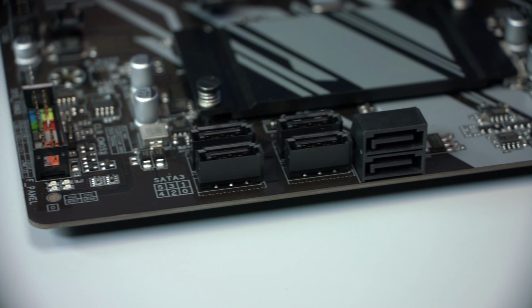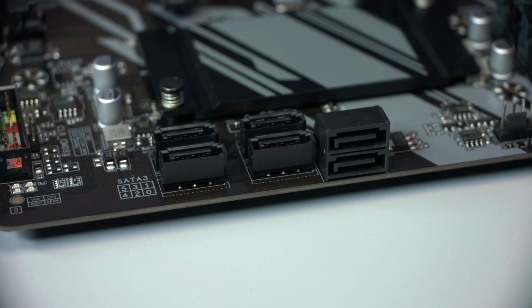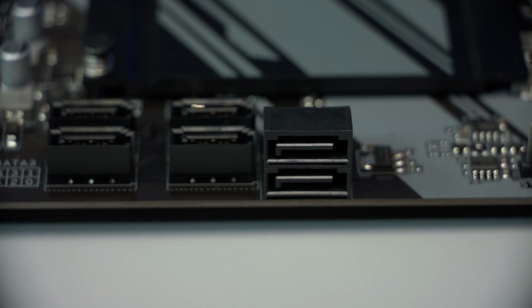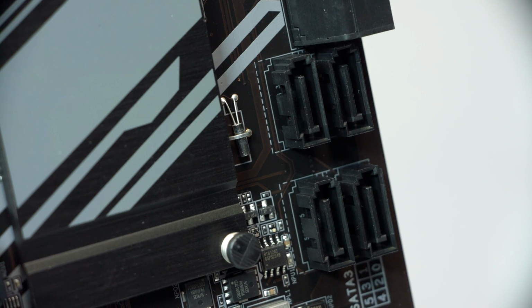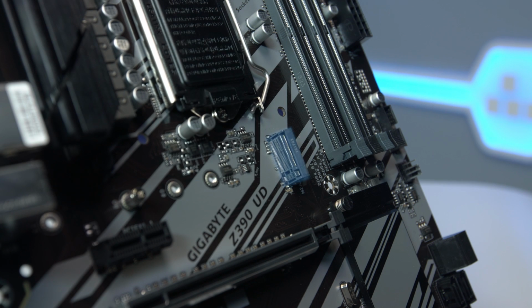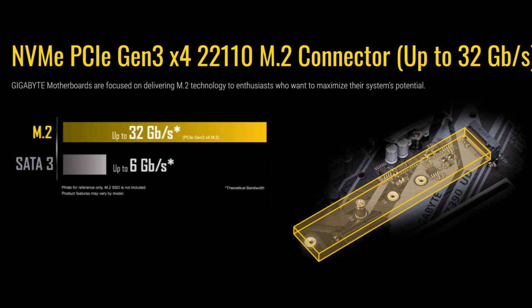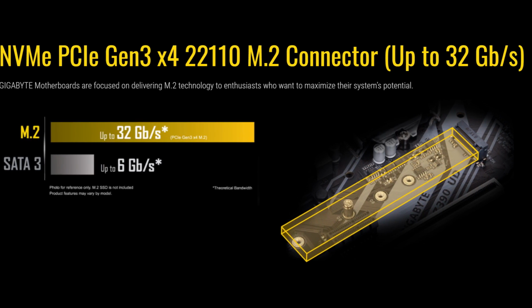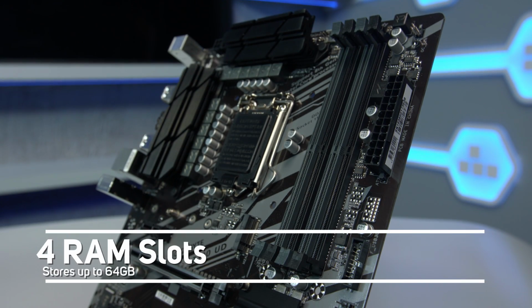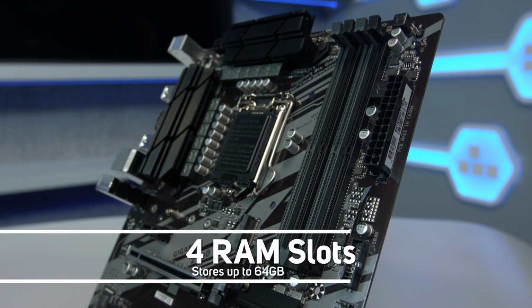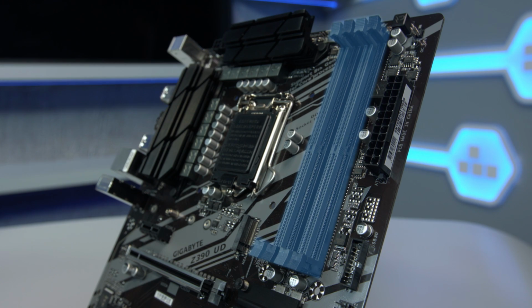Storage-wise, the Z390 UD has a total of 6 SATA ports, which are comprised of 2 right-angled connectors, with another bank of 4 featuring straight-angle connectors sitting just below. Above the PCIe slots is a single M.2 slot, which supports both PCIe 3.0 x4 and SATA drives. For the memory, a total of up to 64GB can be installed across the 4 available RAM slots.